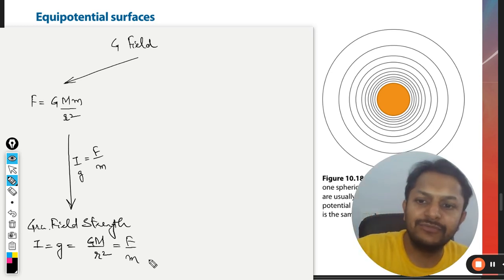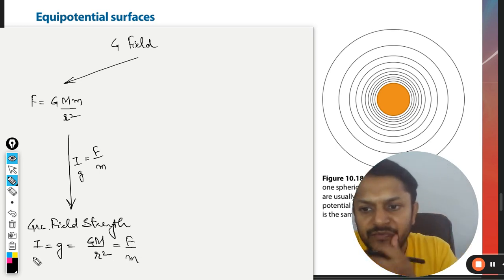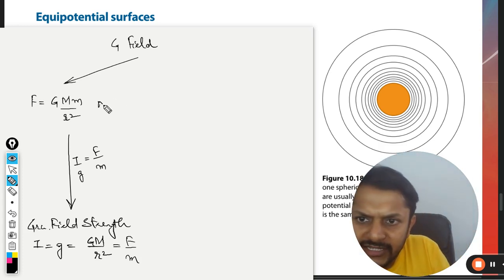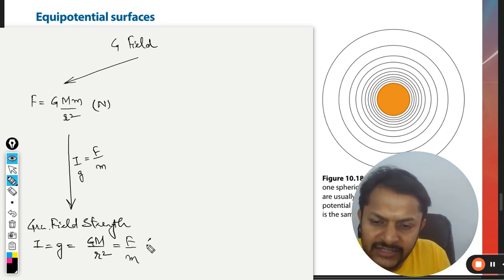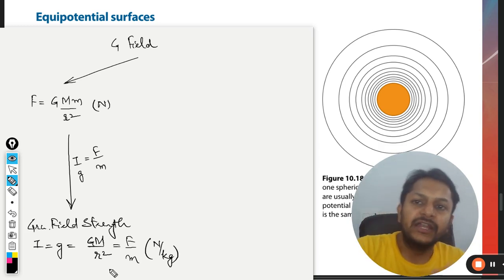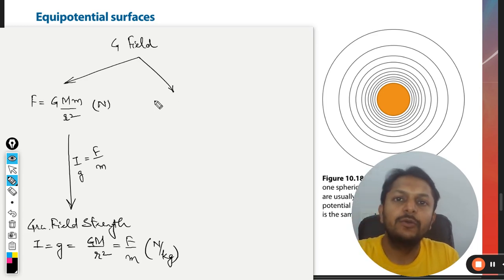Accordingly, F is equal to mg or F is equal to mI. You can say that. Okay. So these are the two things, and we did these things earlier. The SI unit here is Newton, and the SI unit here is Newton per kg. Clear.